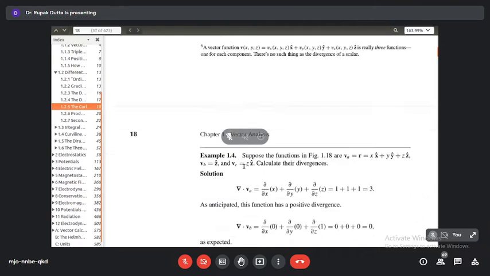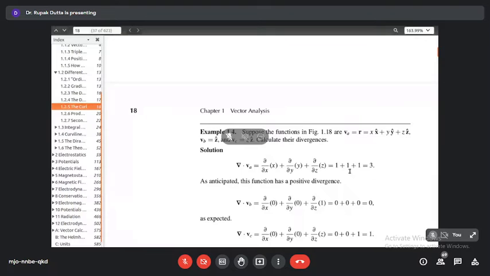Then you see, if it is 1/x, 1/y, 1/z, what will be del dot that particular vector? Del x of 1/x is minus 1 by x square. So it will be minus 1 by x square, then minus 1 by y square, and then minus 1 by z square.